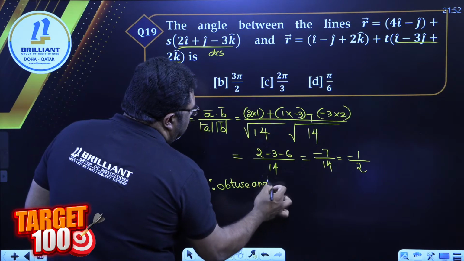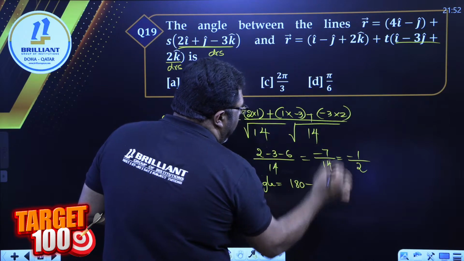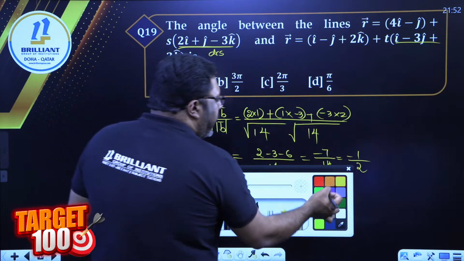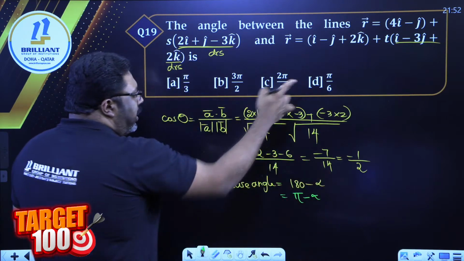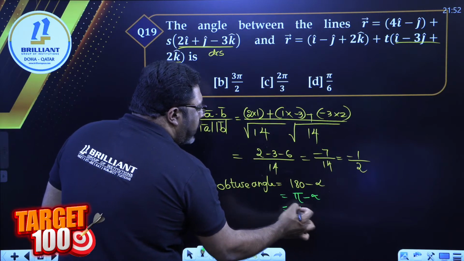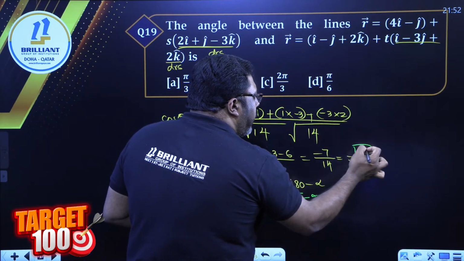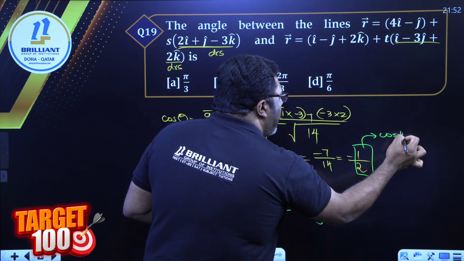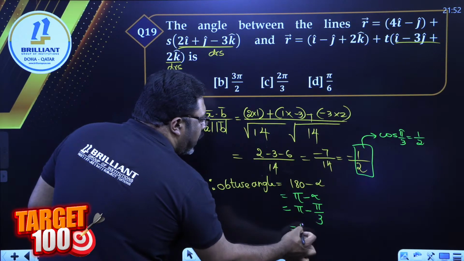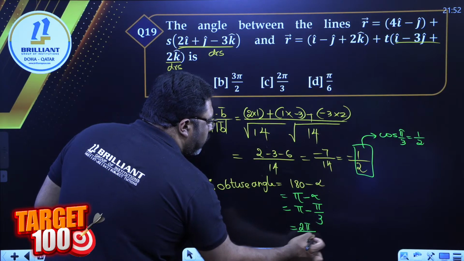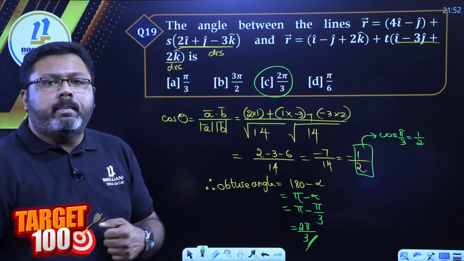Obtuse angle is always 180 minus alpha, or we could say pi minus alpha because the options are in terms of pi. And we know that alpha is pi by 3 here because it's 1 by 2, and we know cos pi by 3 is 1 by 2. So alpha is pi by 3. Final answer 2 pi by 3. Option C, 2 pi by 3.